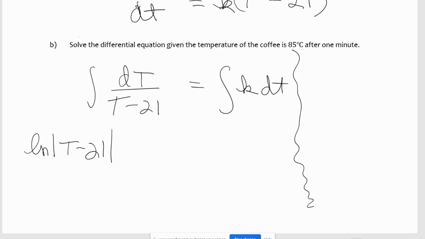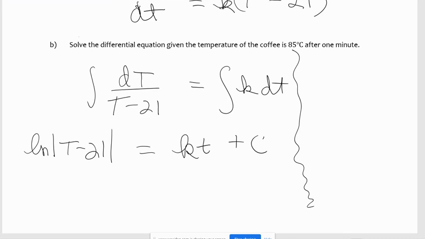Okay, back to calculus. All right, so that's the left side. That would be equal to kt plus a constant on the right side. All right. We need to find out what that c is. We're solving this differential equation given the temperature of the coffee is 85 degrees after 1 minute.